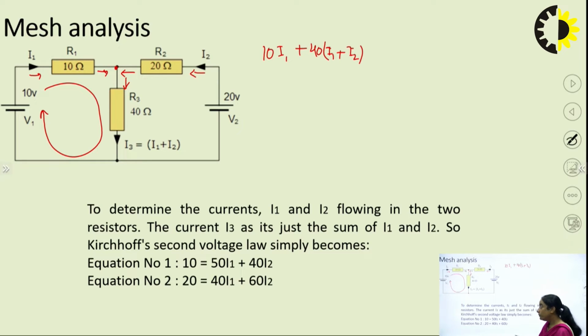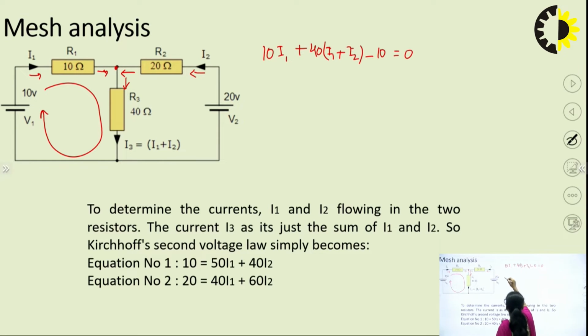According to this convention, if we go from the negative terminal of the source to the positive terminal, that will be taken as negative, according to the convention which I am following here. You can write the equation as per your convention. So here, 10 I1 plus 40 (I1 plus I2) minus 10 equals 0.